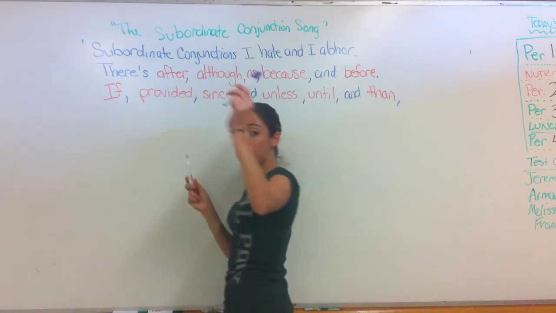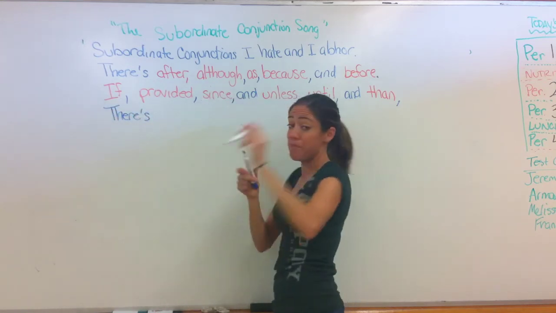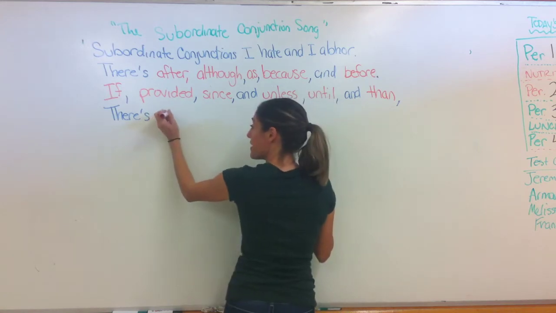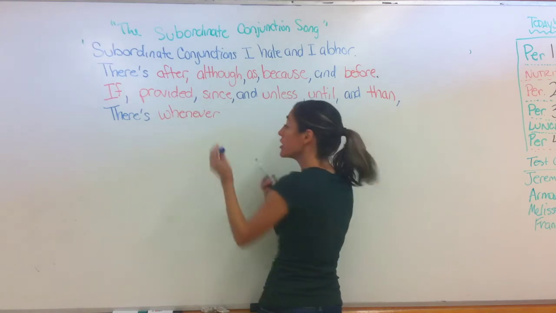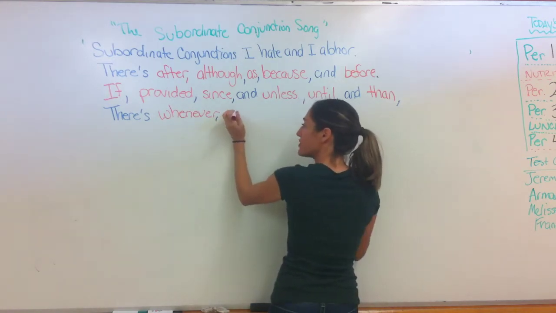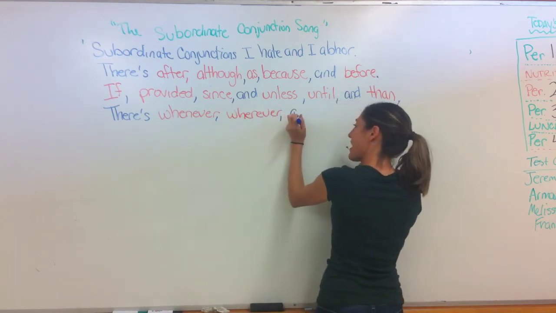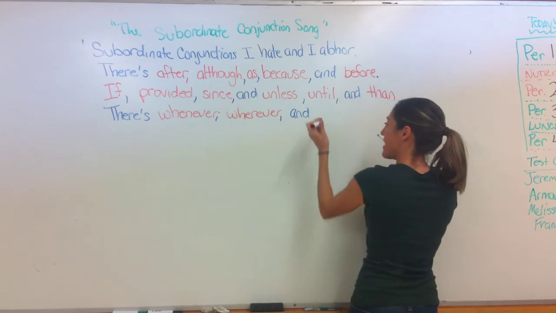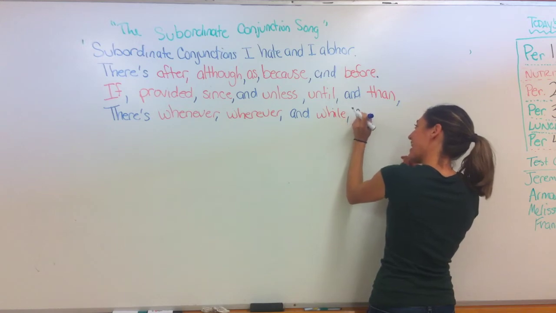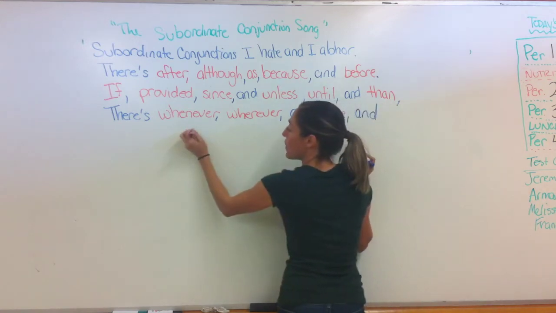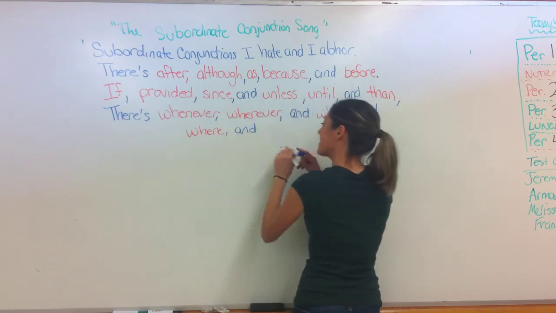Here we go. Blue pen. There's. Back to the subordinate conjunction colored pen. There's whenever. Whenever is one word. Wherever, also one word. And in your blue marker, and while. And where. And when.